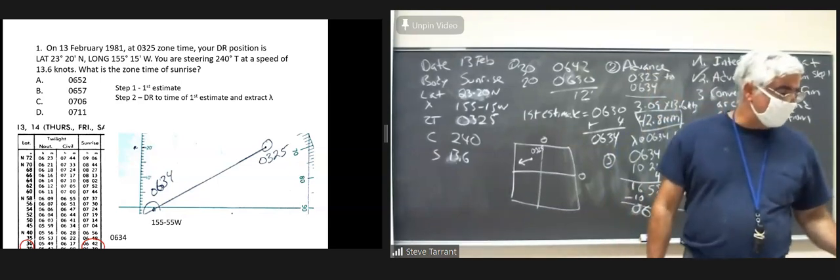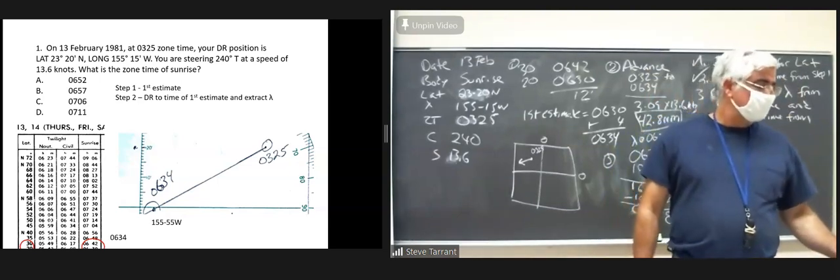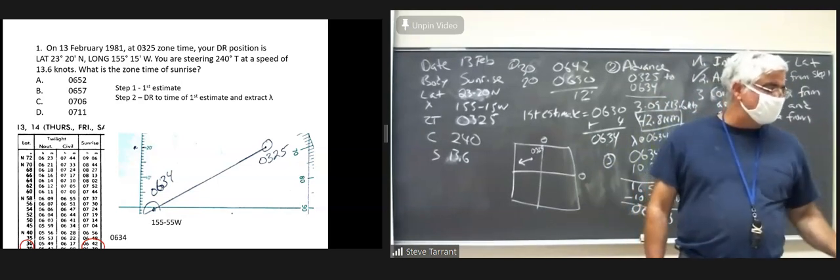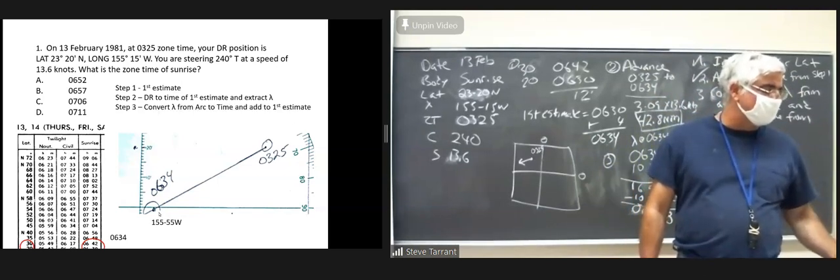Okay. Yeah, I think I understand it. Then you take this longitude for 0634, and that's the thing you do the arc to time conversion to.